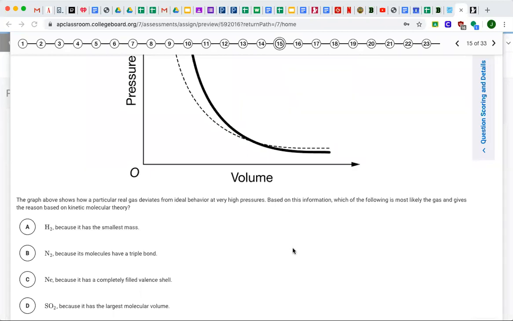All right. So what do we think, guys? Caton, which answer did you get? I got D here. Okay, and then Symphony, which answer did you get? What's D for this one? D, SO2.